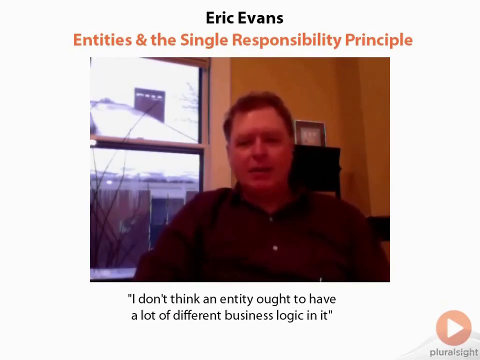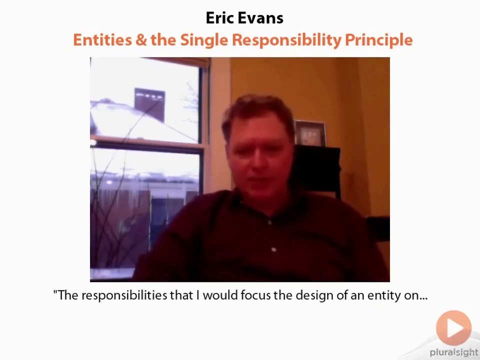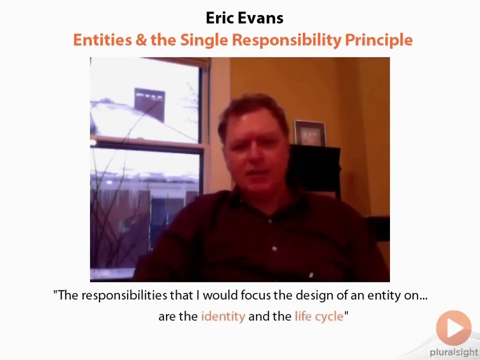But if you do that, you have a couple of hits, and one of them is that as you build out the system, there are more and more conflicting demands on these central entities. So they end up being huge. It's not unusual to find entities with 600 or 1,000 methods and members and so forth. So I don't think that's good. The responsibility that I would focus the design of an entity on is, or I guess you could say, two very closely related responsibilities. That is the identity and the life cycle.